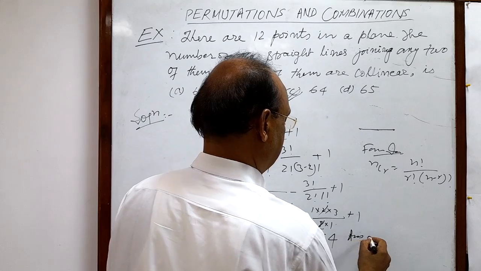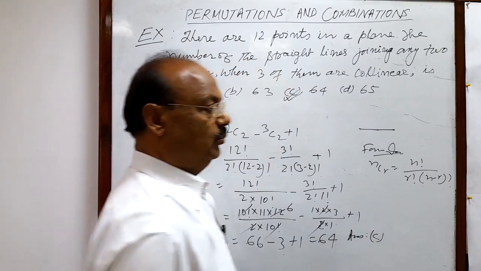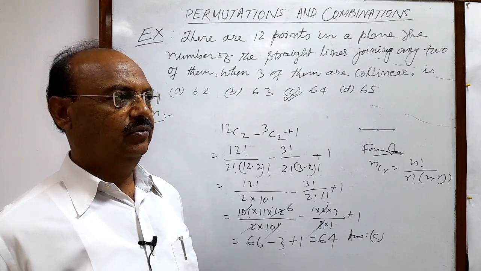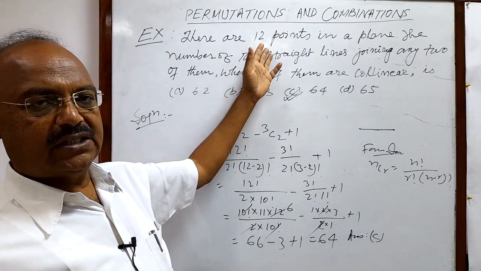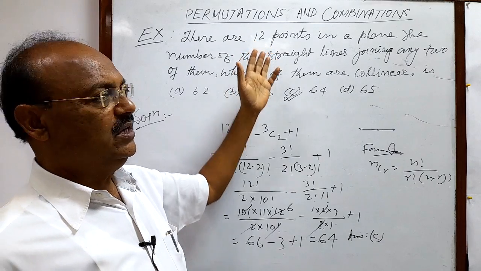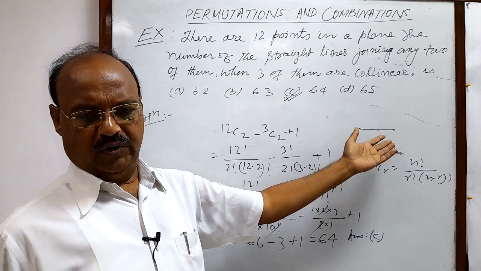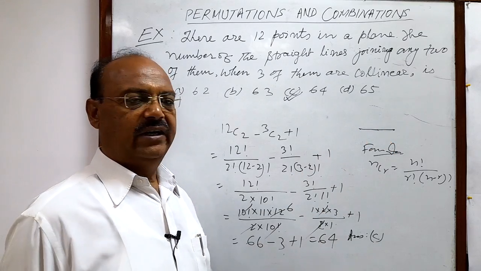So the answer is C. It means we will get 64 different straight lines when we use these 12 points, and out of these 12 points we take any 2 points considering these 3 collinear points, correct? So I hope you have understood it.